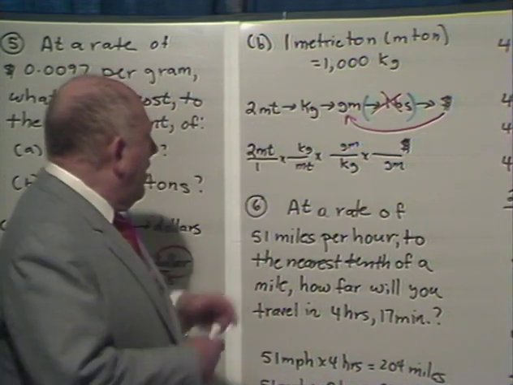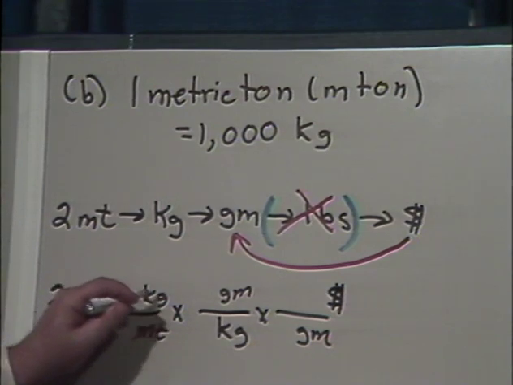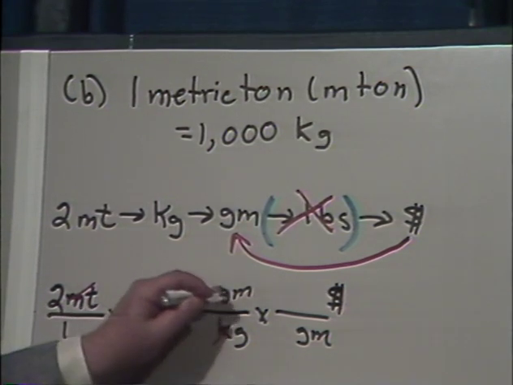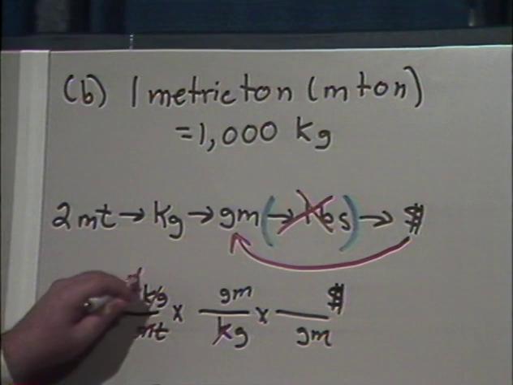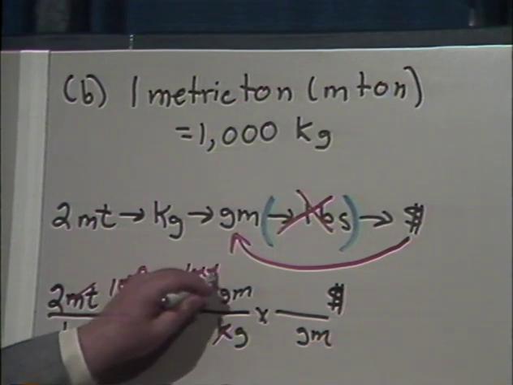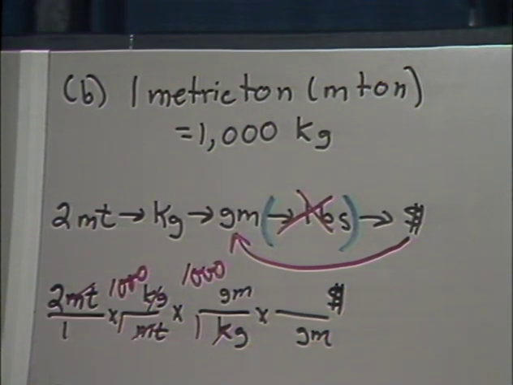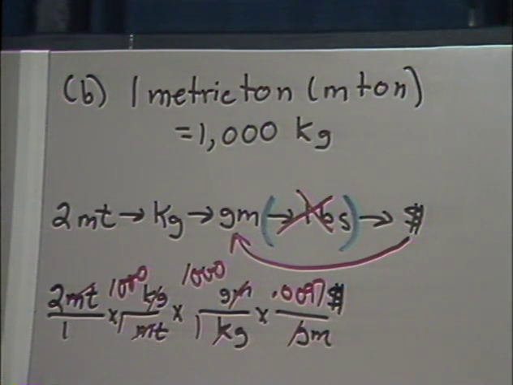All you say is, look, I can convert metric tons into kilograms, can't I? See, metric tons go into kilograms. Then I can convert kilograms to grams, then grams to dollars, okay? And basically, now all I have to do is what? I put down what? There are 1,000 kilograms per metric ton. There are 1,000 grams per kilogram. And there are what? $0.0097 per gram. So now in this case, I'm not even going to bother writing the answer out for you.